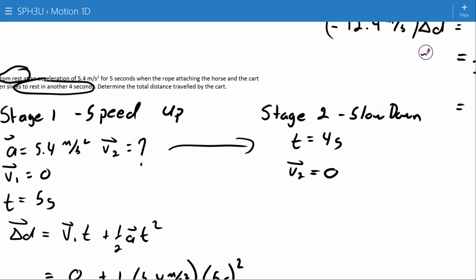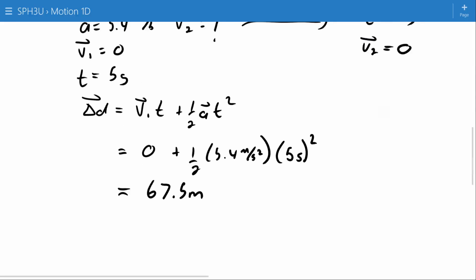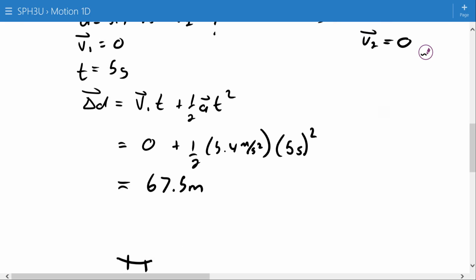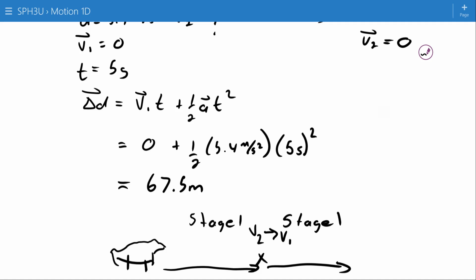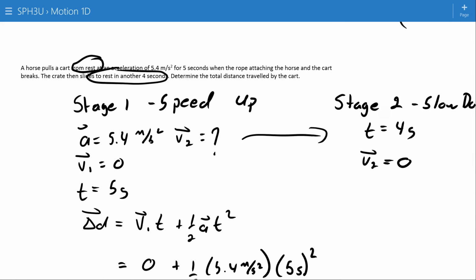But if I think about these two stages and what's happening, here's the horse. I can't draw a horse. I don't know why I'm trying. There's your horse. He's going to speed up to some speed when the rope breaks and then slow down. If this is V2 from stage 1, well, stage 2 occurs immediately after, so it's going to become V1 for stage 2. So if I can find the final velocity for stage 1, it will become the initial velocity for stage 2.